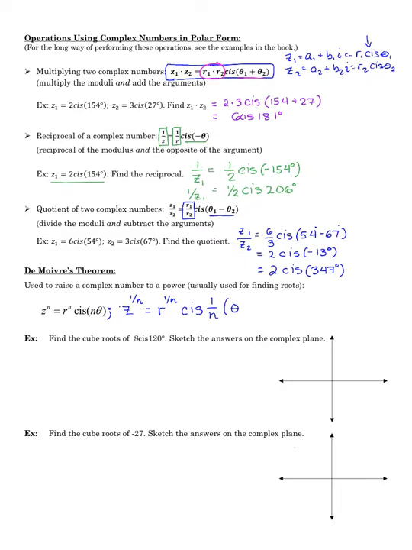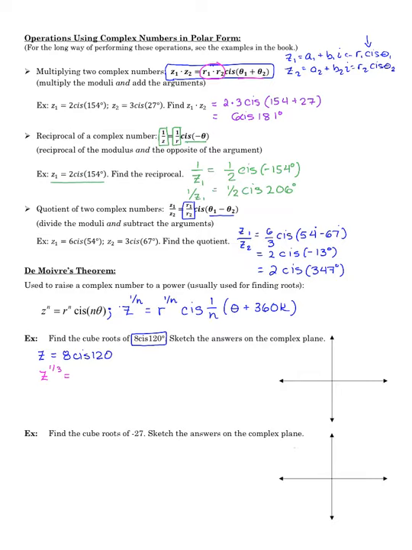But as I go around the circle, I want to represent all the times that this is going to occur. I guess that doesn't make sense, so we're going to do it as an example. You'll see this is going to be very easy. So I want to find the cube root of this example. I have z equals 8 cis 120, and what I'm looking for is z to the 1/3.